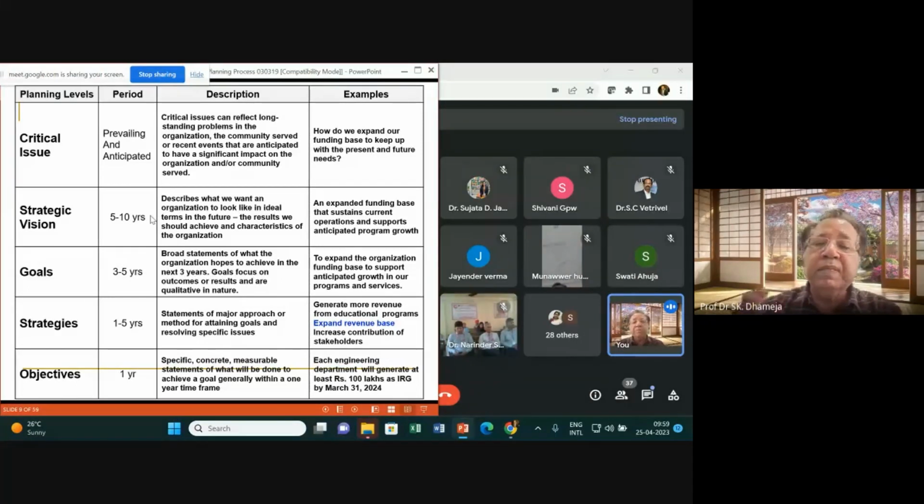So what could be the strategies? If the funding base is, let us say, very small, what could be the strategies? You increase the fee. That could be one of the strategies. Okay, expand the revenue base. Increase the contribution of the stakeholders. The stakeholders can contribute more. When I talk of the stakeholders, we have internal stakeholders also.